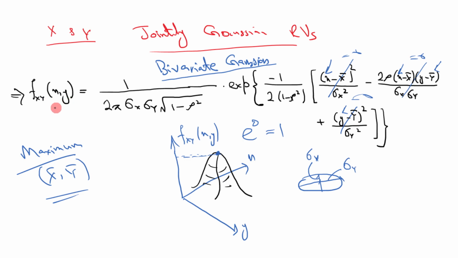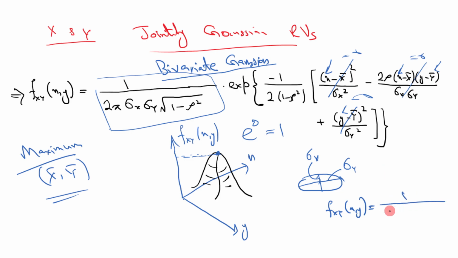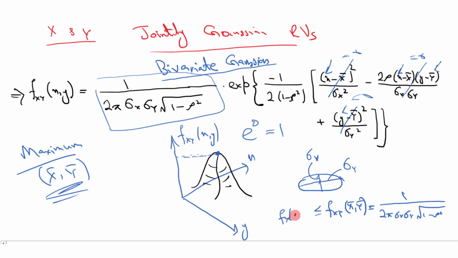So the maximum of this joint Gaussian density function is equal to 1 over 2 pi sigma x sigma y under root 1 minus rho square. Moreover, the density function at the point x bar, y bar has a maximum value, which means it will always be greater than or equal to f_xy(x, y).